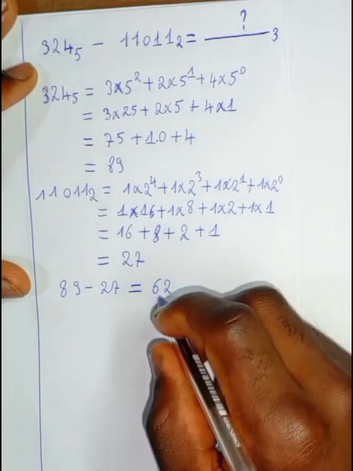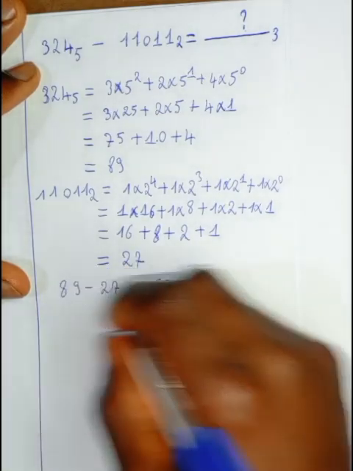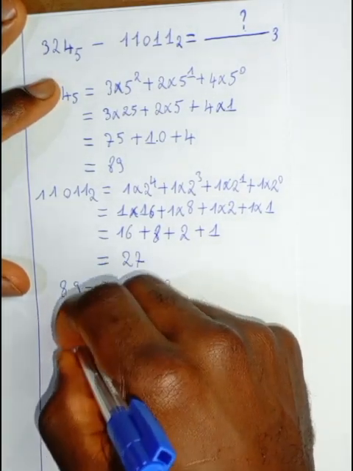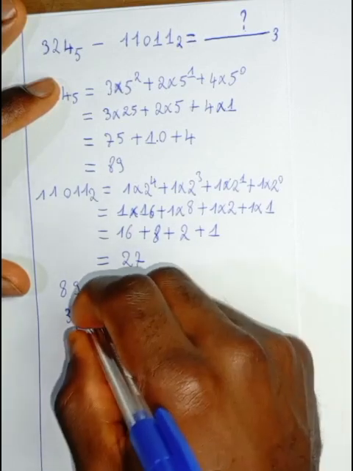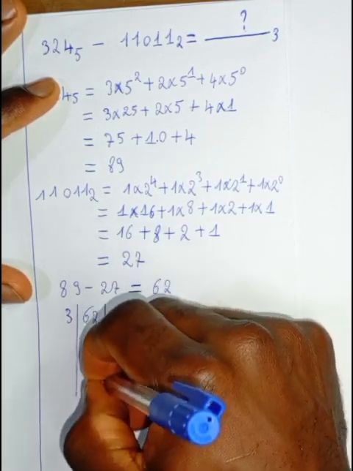Next, we have to convert 62 to base 3. That's what we have to do. We are going to make use of repeated division. We write 3 in the first column, and 62 goes in. The next column, we write the remainders.